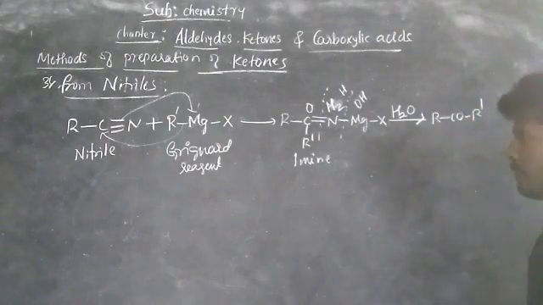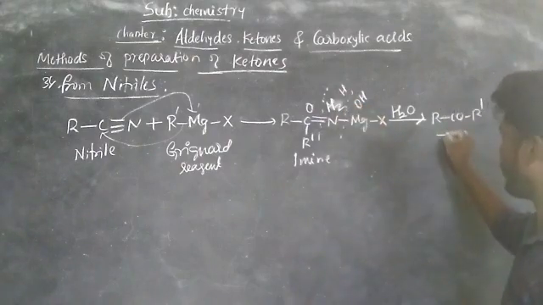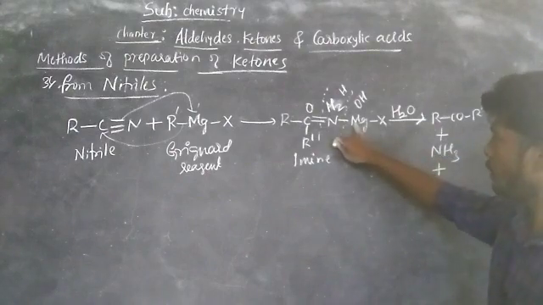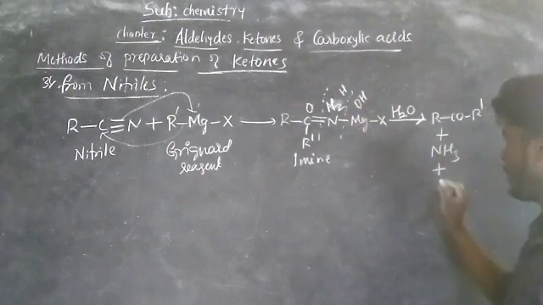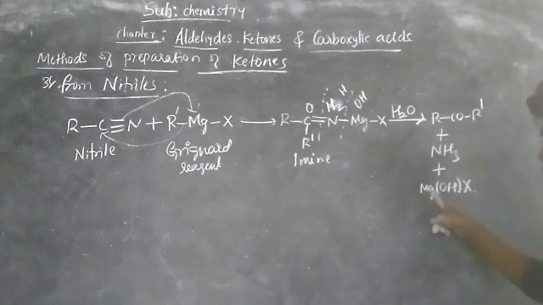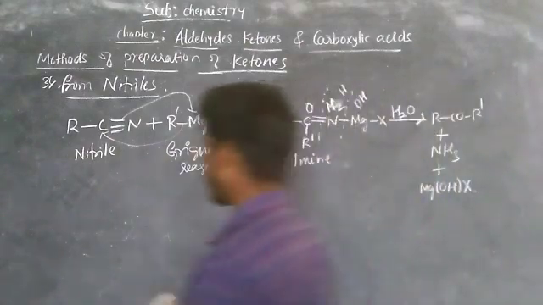Okay, got it? Then NH3, plus Mg(OH)X. That is Mg(OH) with X in brackets, because the OH is attached to the magnesium and the halogen is also attached to the magnesium, hence we are putting it in brackets. Okay, here we got our ketone. Understood? So in the same way, take an example.